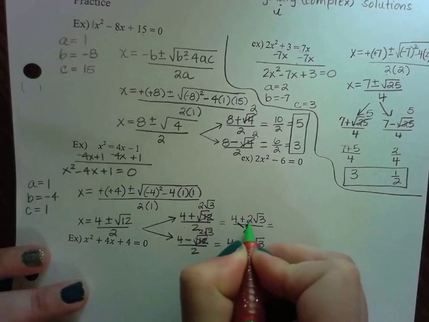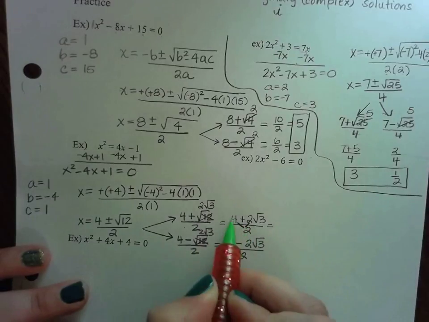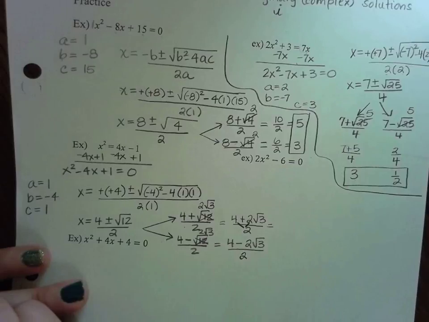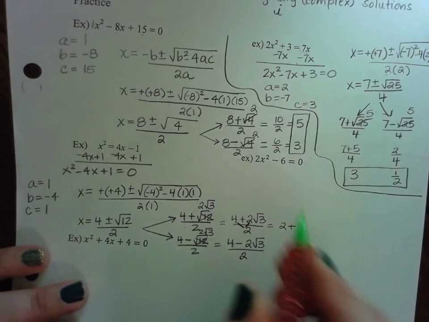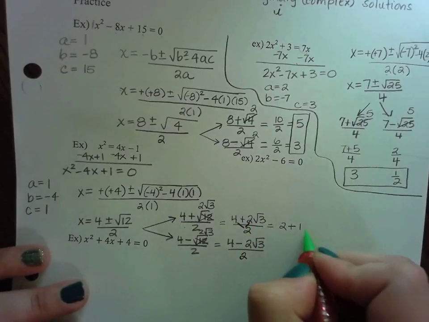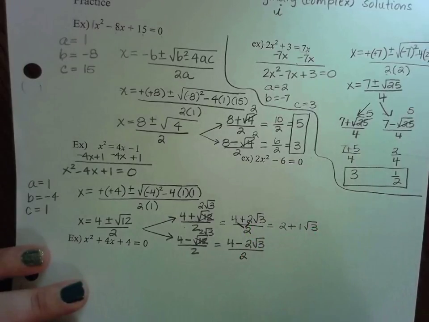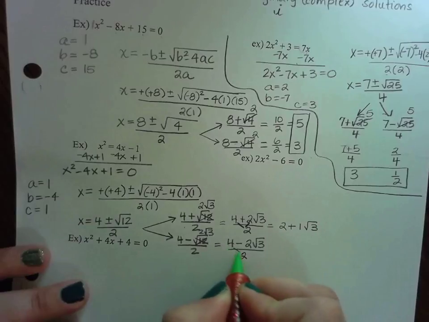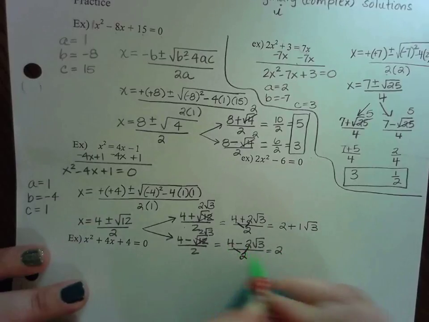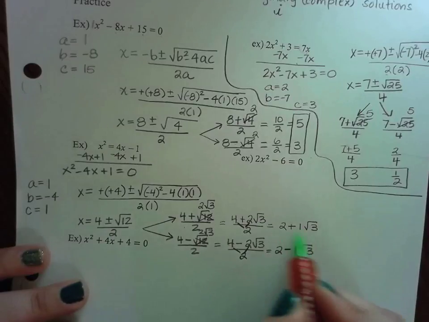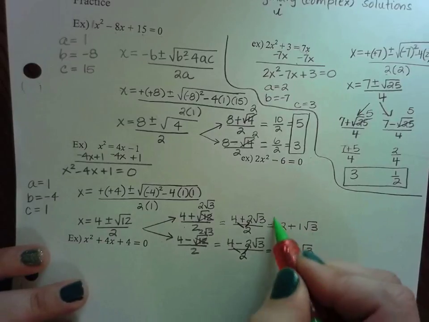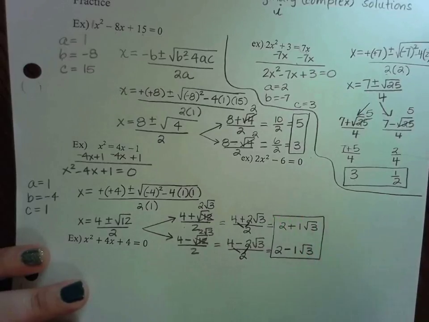You have to do it with both of these numbers though. The 2 goes into the 4 and it goes into this 2. 4 divided by 2 is 2, plus 2 divided by 2 is 1 root 3. And then here, 4 divided by 2 is 2, 2 divided by 2 is 1 root 3. So 2 plus root 3 and 2 minus root 3 is the completely simplified answer. Okay? We're doing good.